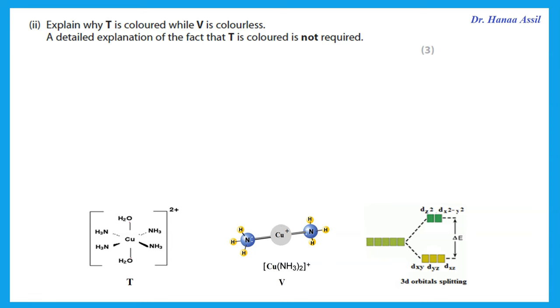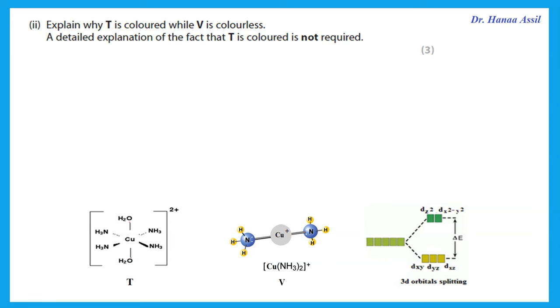So, for our explanation, we know that originally the 3d orbitals should be of equal energy. But when the central metal ion makes complexes with the ligands, 2 of the d orbitals split and have higher energy than the rest of the d orbitals.